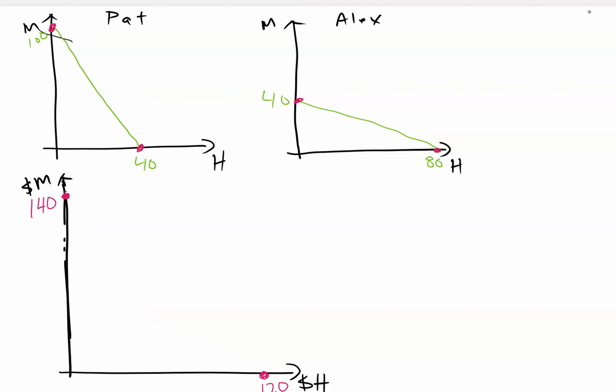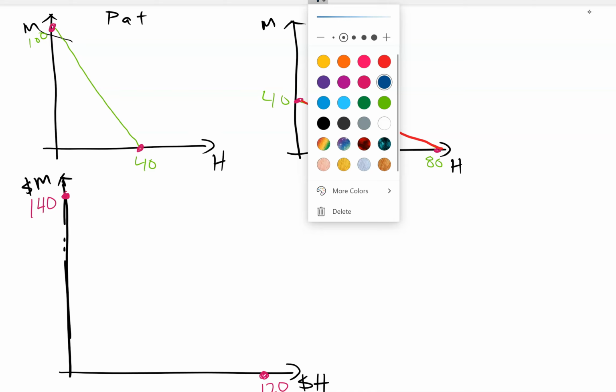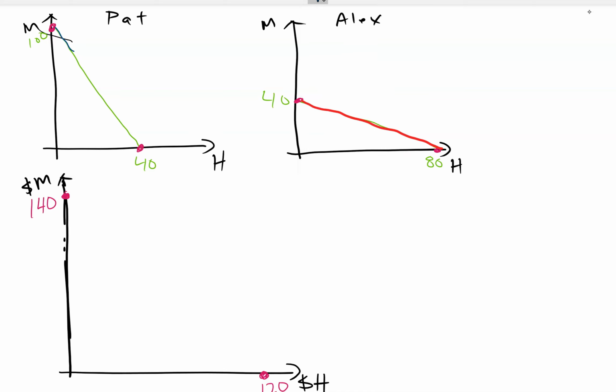So instead, we're going to put Alex first. Let me give Alex a color. I'll make Alex red, and let me make Pat blue. I don't remember if these are the colors I made in the notes. If I didn't, it doesn't matter. So we're going to put Alex first.